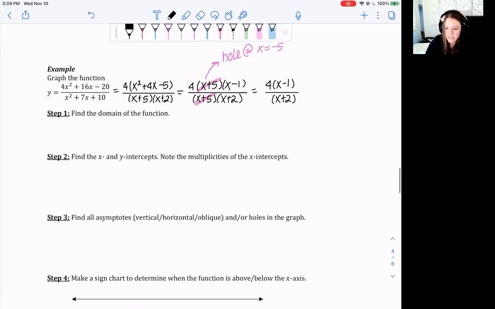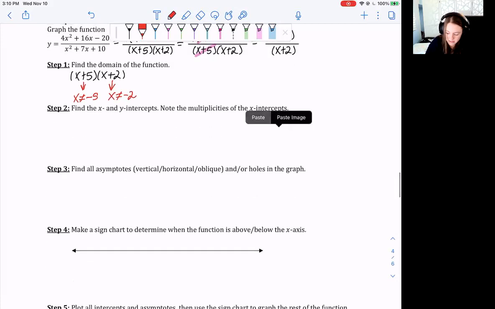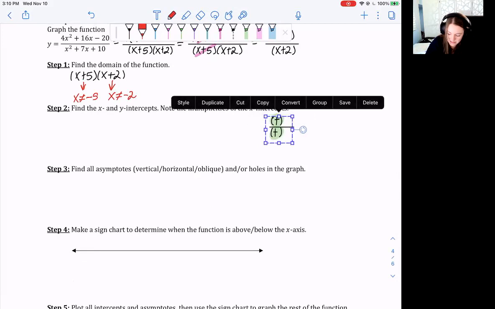I'm not going to do the domain on this because you've seen me do domain a million times. The only thing I need to say about the domain is that you take this guy and you take out both of the values. So you go to the unfactored, the uncanceled version.